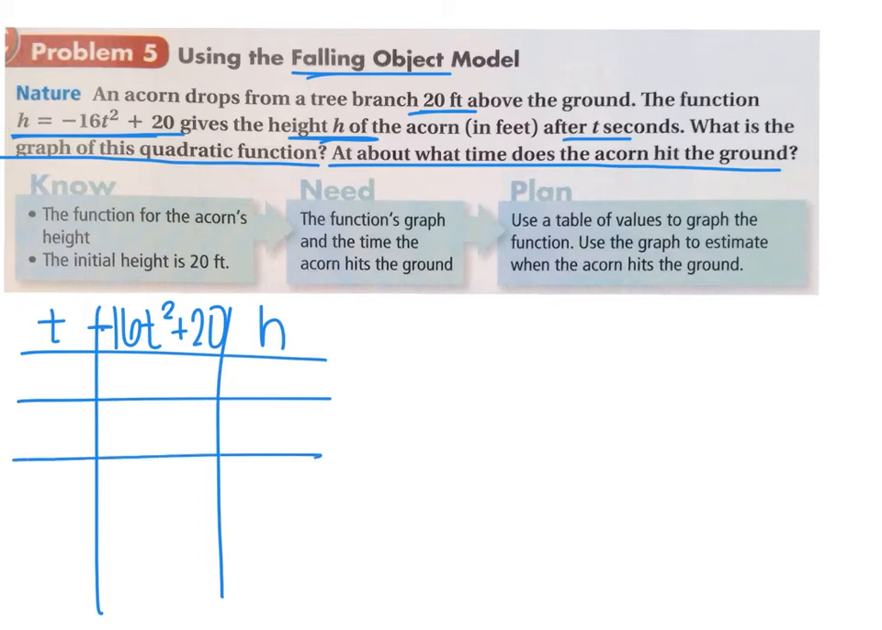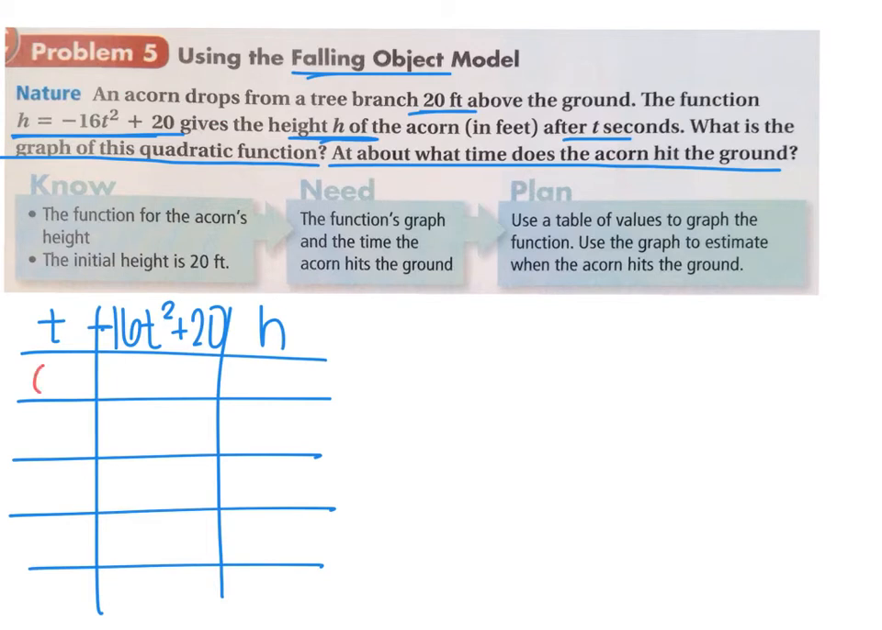When we're choosing the t's, we want to be a little bit careful because you're thinking of an acorn falling out of a tree and hitting the ground. You don't want to choose 5 seconds because it's not going to take 5 seconds for the acorn to fall out of the tree and hit the ground. You want to choose really, really small numbers. Also, we're talking about time, and you can never, ever have negative time. So we're not going to choose any negative numbers at all.